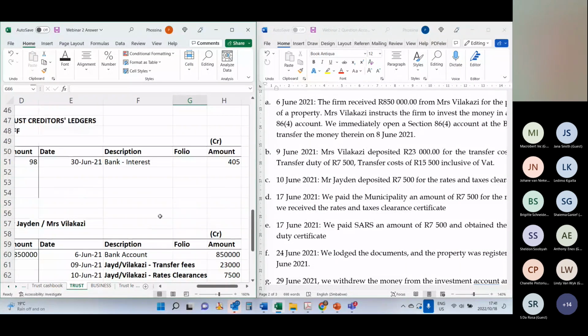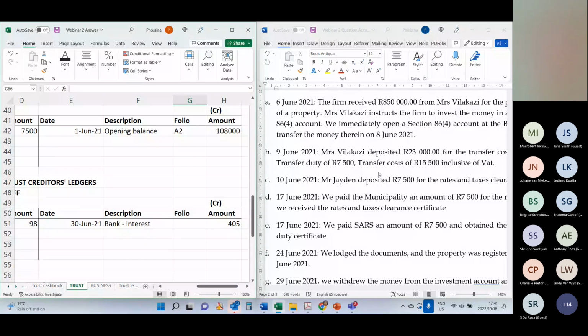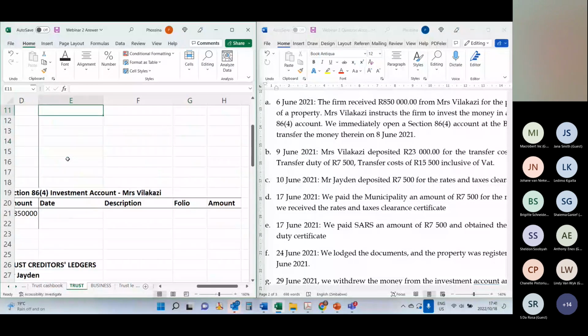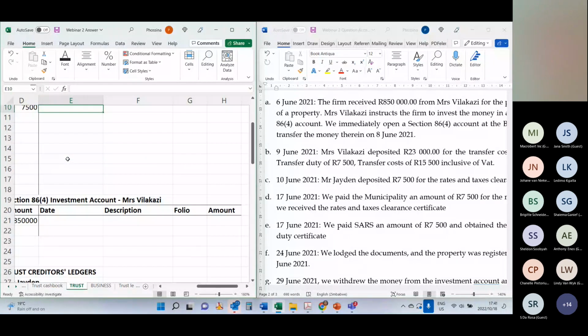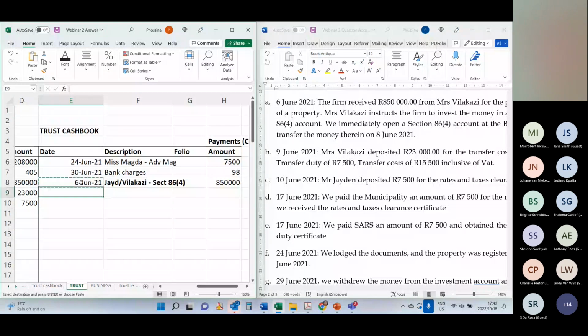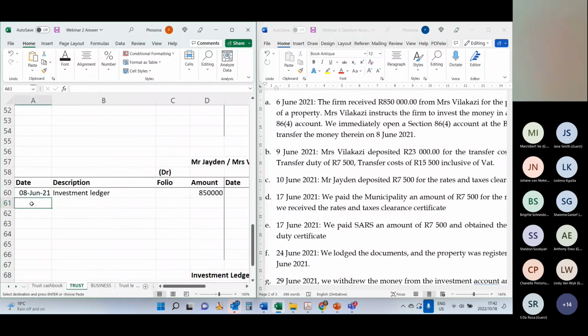Okay, and then on 17 June 2021, we pay the municipality an amount of 7,500 for the rates. We received the rates clearance. So there is a payment to the trust cash book, and we ensure that a payment is effected. So our payment is for rates to the municipality, and it's 7,500. Okay, we also take it. This is the credit side, so we are going to take it to the debit side of our ledger, just like that.